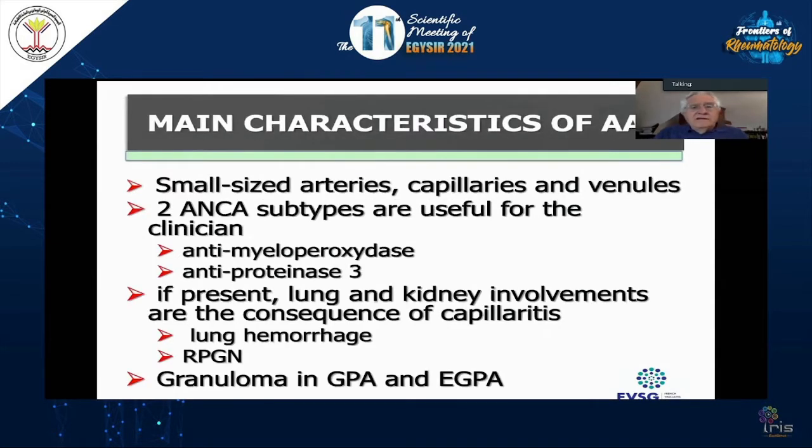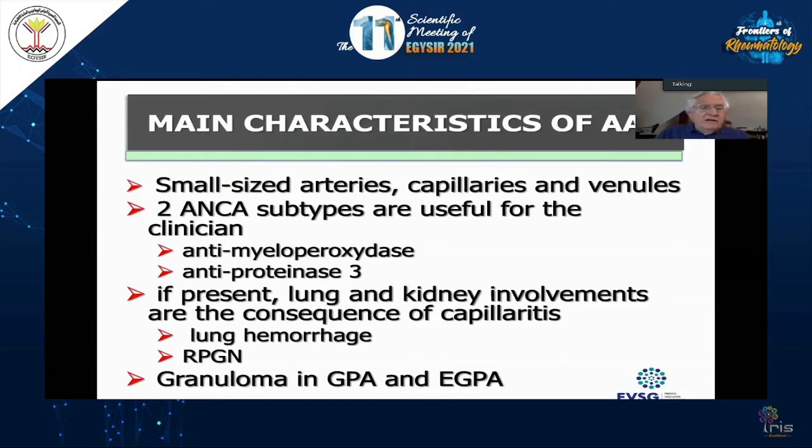I would like to tell you first the main characteristic of these ANCA-associated vasculitis. They are vasculitis affecting small-size arteries, capillaries, and venules. The two ANCA subtypes which are useful for the clinician are the anti-myeloperoxidase, which is present in EGPA and in MPA, and anti-proteinase 3, which is present in GPA.